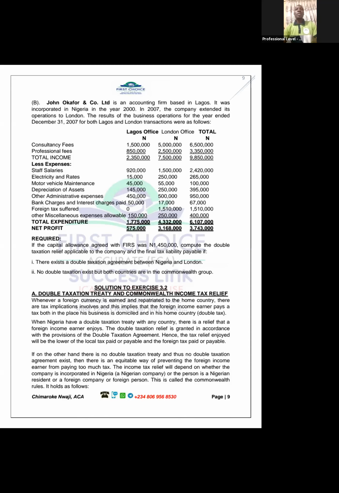So this is a company. It's an accounting firm based in Lagos. Being based in Lagos doesn't tell you anything. What we are looking for now is that it was incorporated in Nigeria. So you underline it, wholly Nigerian company.